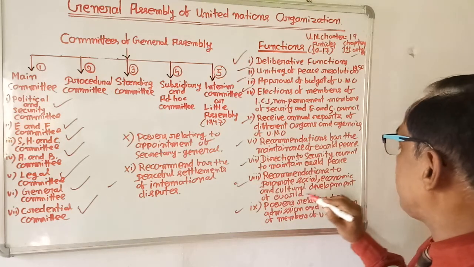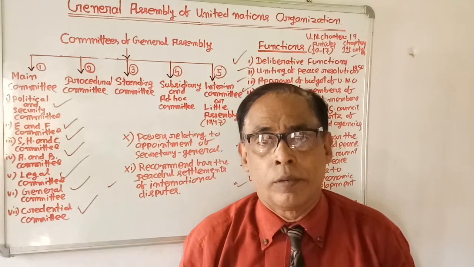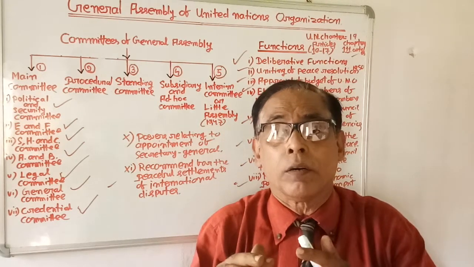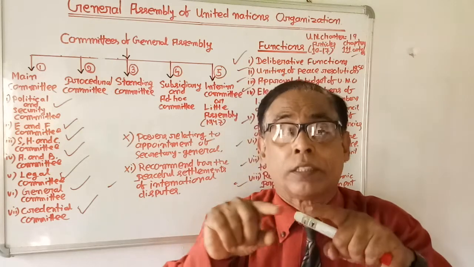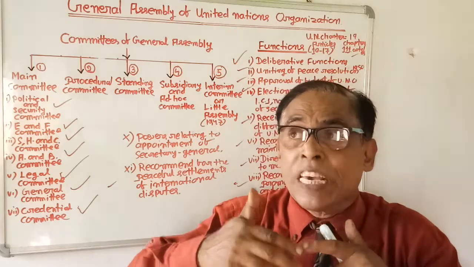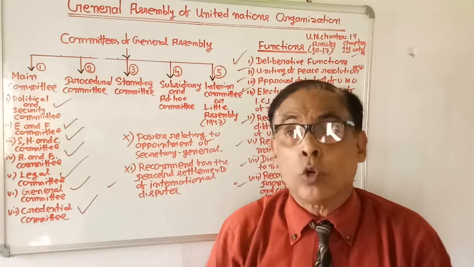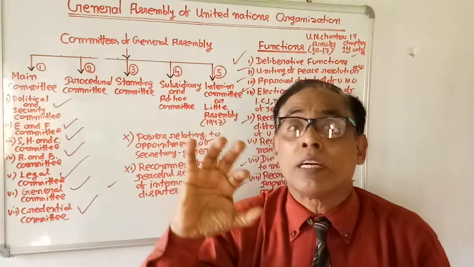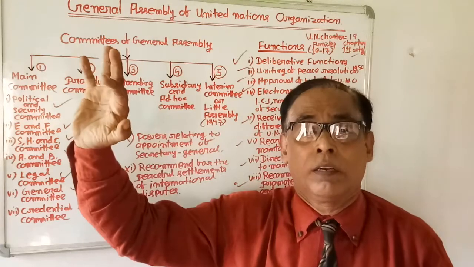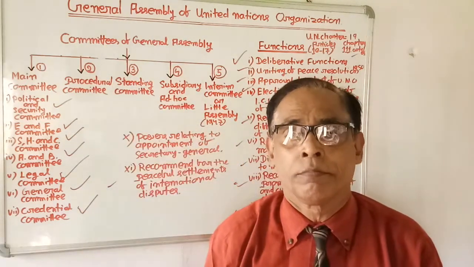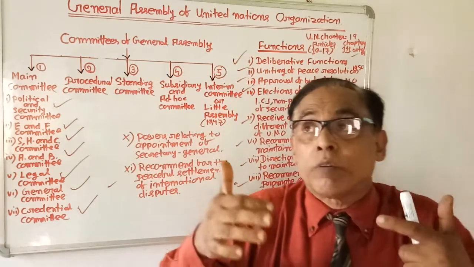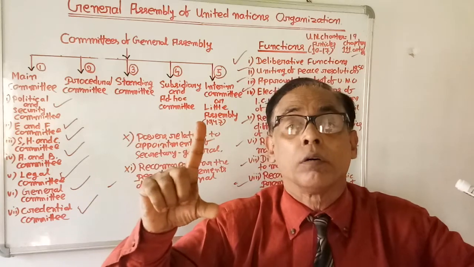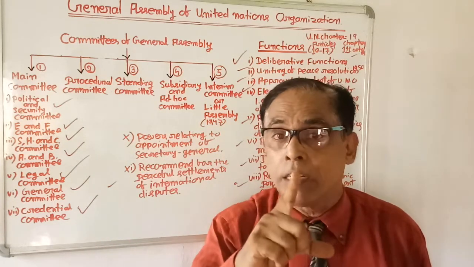Recommendation to promote social, economic and cultural development of the world. It is the function of UNO to maintain world peace, and it is the duty of its General Assembly to give recommendations, to give proposals on how social, economic and cultural development of the world in general will be achieved. It means the General Assembly has the power to give proposals or recommendations on how to promote, how to uplift social, economic and cultural development of the world in general and nations in particular.